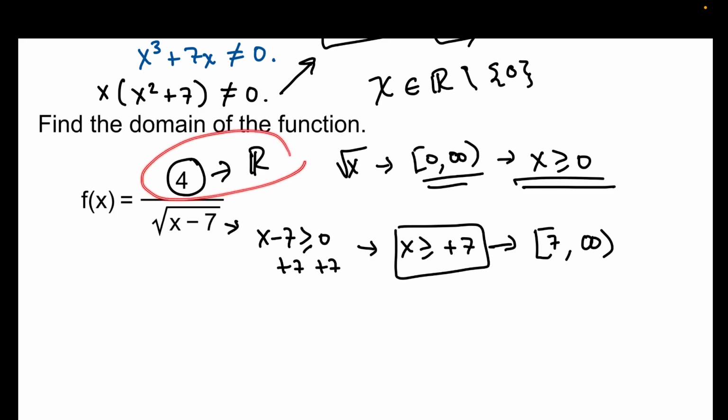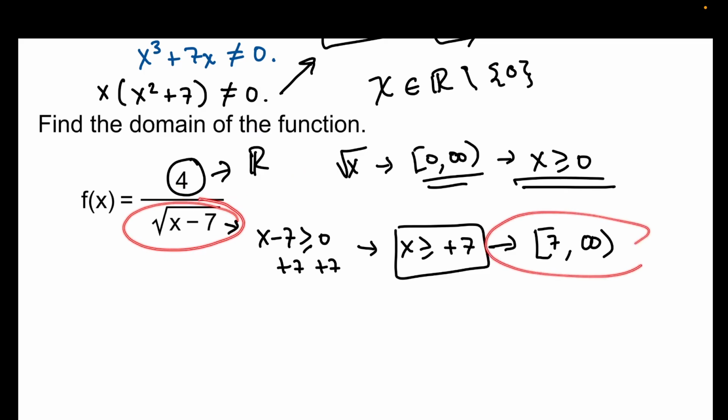So if it was just for the top, your domain would have been just all real numbers. But now that we did investigate the bottom, this is really the most restricted. So this is going to be your domain for the function. But we're not done, right? Again, we're dealing with a fraction. So what do we need to consider? The fact that this is in the denominator.